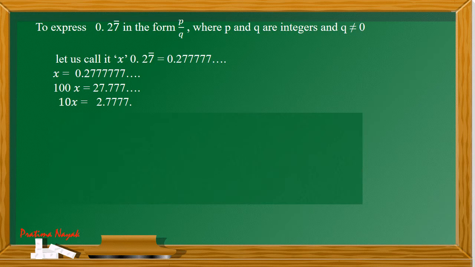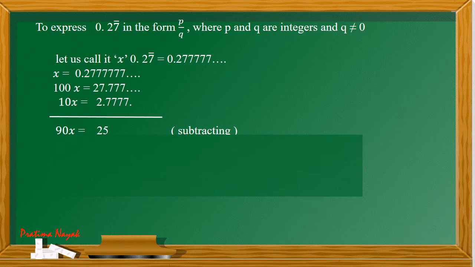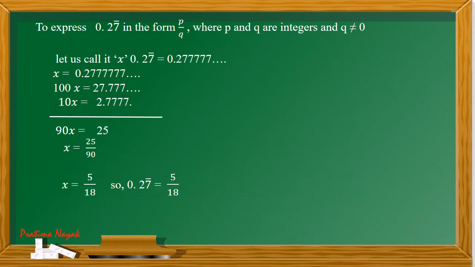So now I'll subtract 100x minus 10x. It will be how much? 90x. 90x will be 25, 27 minus 2, 25. You can write in the copy. You can pause the video, then you will understand better. So how much is x? X is 25 by 90. You can make it lowest. So it will be 5 by 18. So 0.27 bar is equal to 5 by 18.